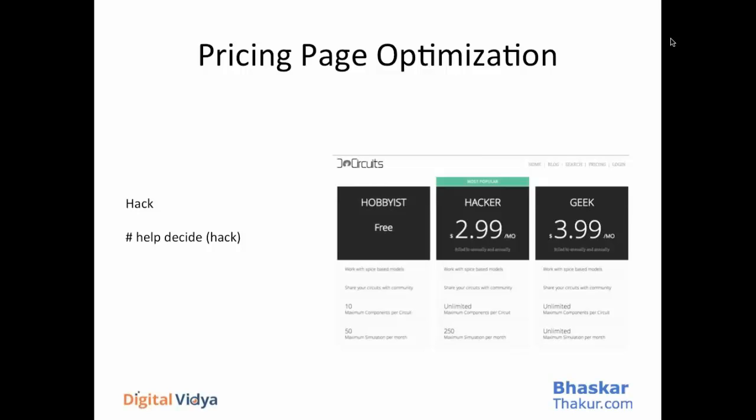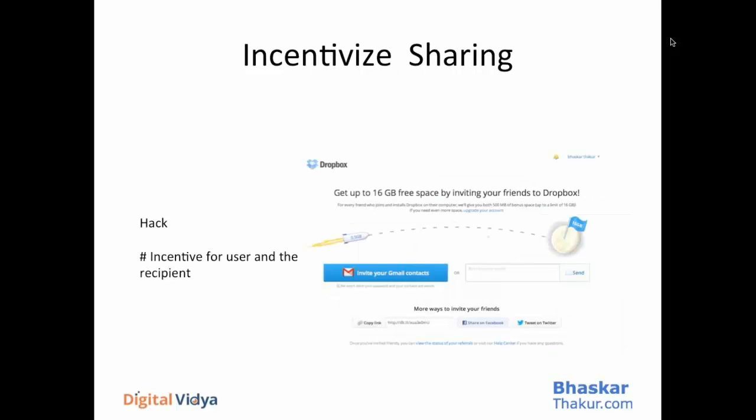People think that they are making the decision, but the truth is it's the marketer and the product manager and the growth hacker who helps them decide and at times decides for them. You put the product value in such a way that users end up buying the product that you want to sell. Here in this example, you see there is a free plan. There is a hacker plan, which is $2.99 a month, and a geek plan for $3.99 a month.